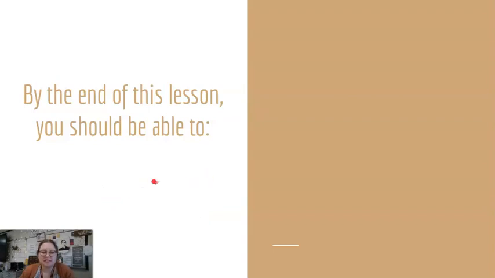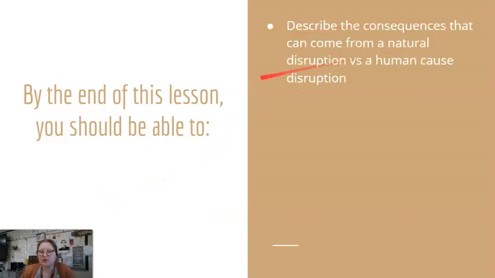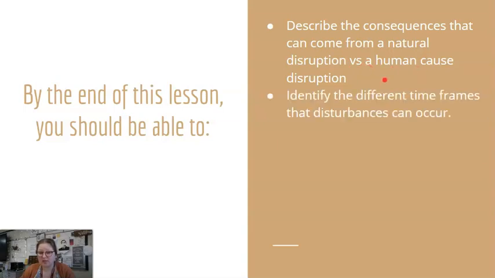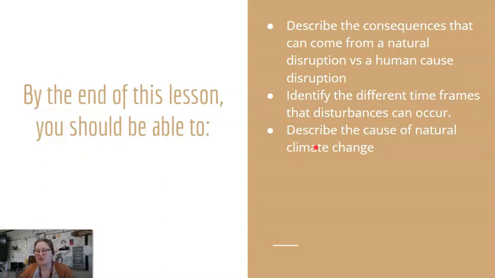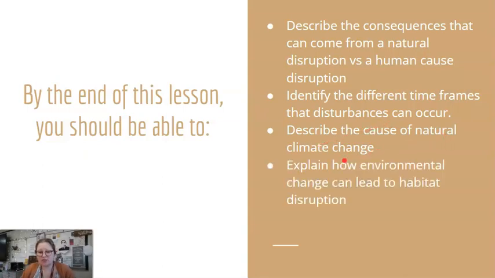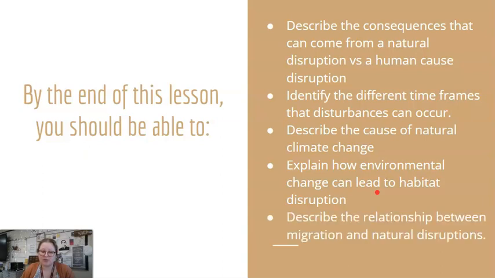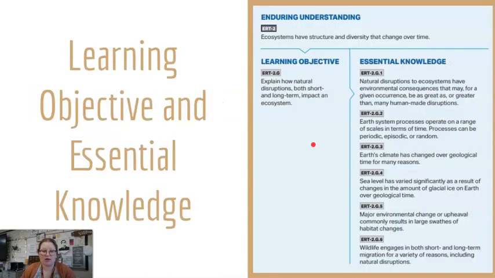So by the end of this lesson, you should be able to describe the consequences that can come from a natural disruption versus a human-caused disruption, identify the different time frames that disturbances can occur, or at least how we describe those time frames, describe some of the causes of natural climate change, and then explain how environmental change can lead to habitat disruption, and describe the relationship between migration and natural disruptions. We're hitting these more surface level today, and then we'll have discussions that go a little bit deeper later on.